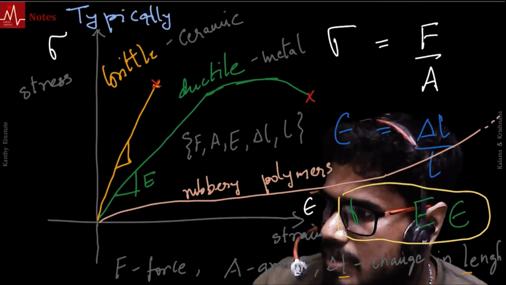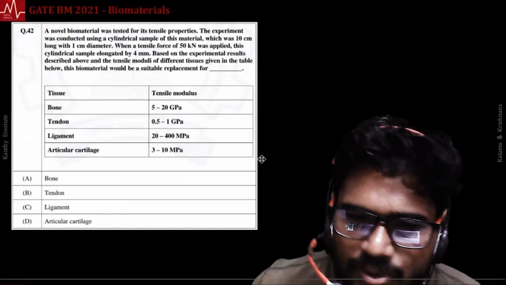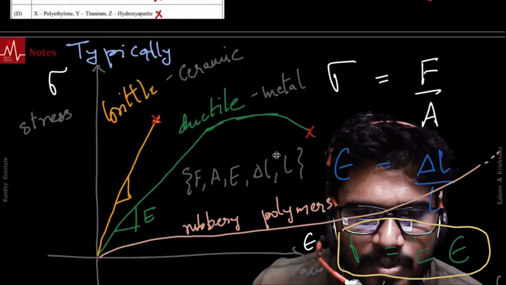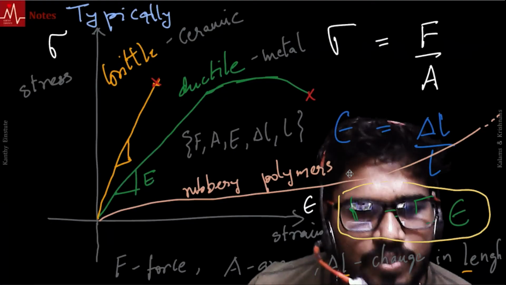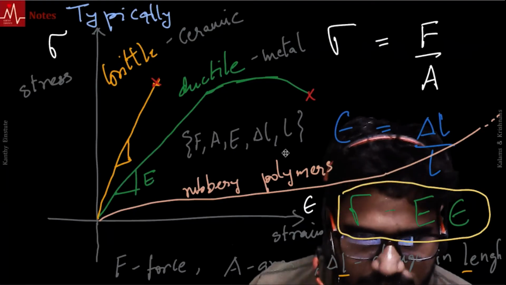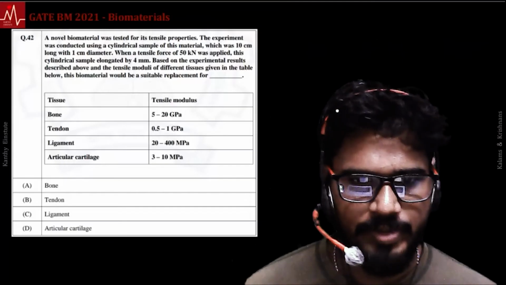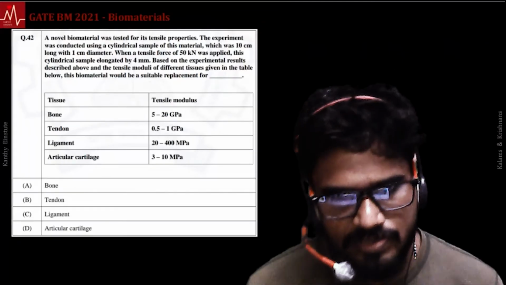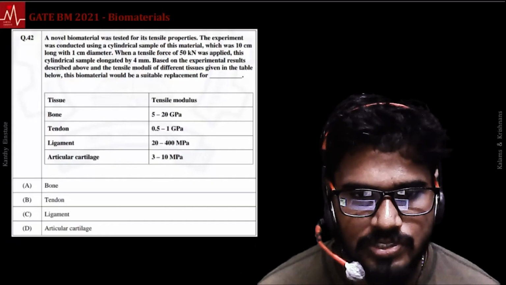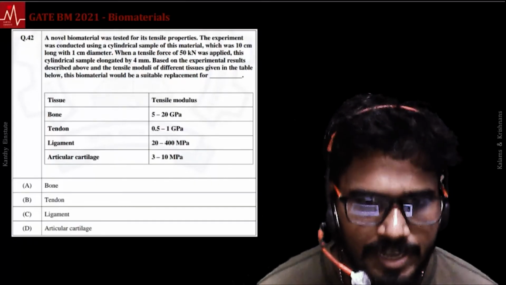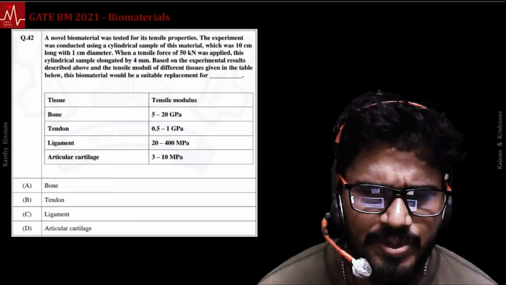One such example over here. And the bare minimal thing you need to know about stress strain is here. At least I said it verbally, including why stress strain and basic things and all that. In all, a biomaterial was tested for its tensile properties. The experiment was conducted using a cylindrical sample of this material, which was 10 centimeters long with 1 centimeter diameter. Tensile force is 50 kilonewton.